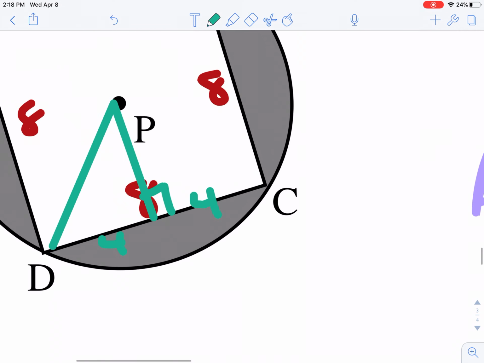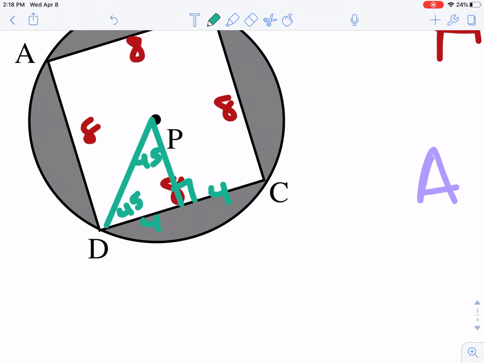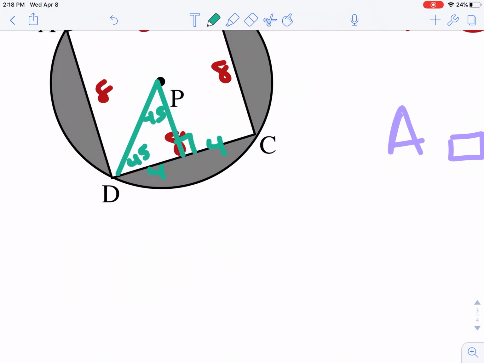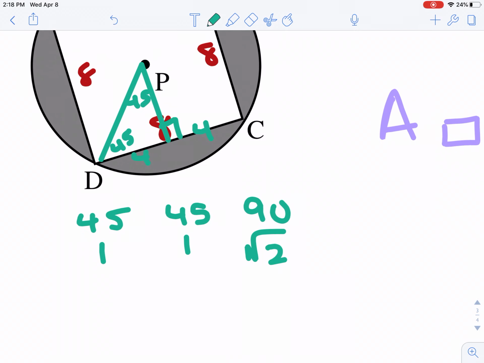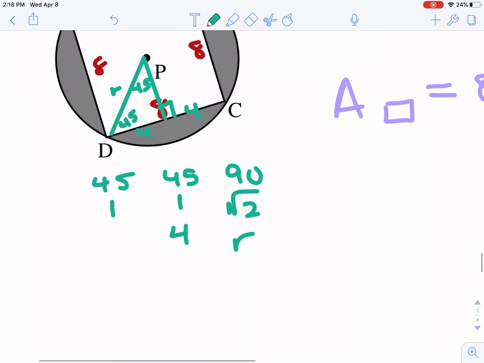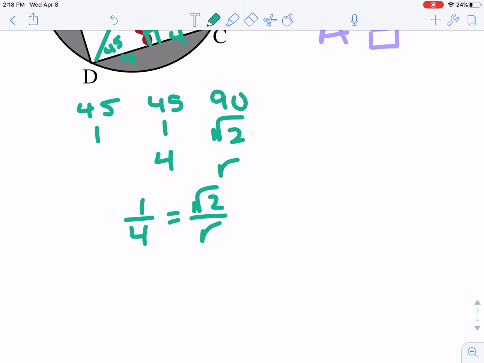Because I know that a square, when we draw on the diagonal, makes a 45, 45, 90. So I can draw in 45, 45, 90, 1, 1, root 2. And what I'd really like to know is this hypotenuse, which is my radius. That's across from 90. I know across from 45 is 4. So now I get my ratios to look like this. And I can cross multiply to get that my radius is going to be 4 root 2.